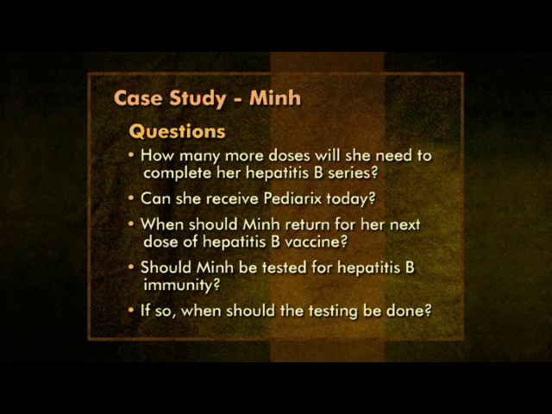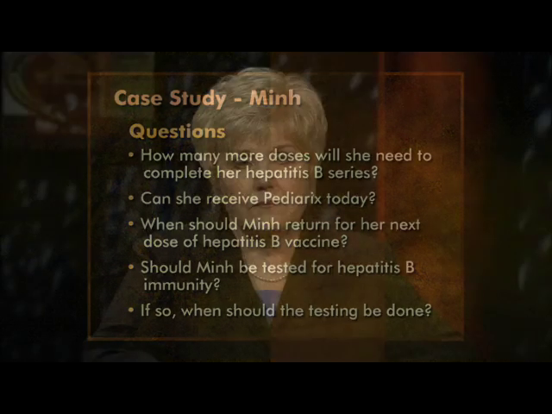Here are questions about Min. After today's visit, how many more doses will Min need to complete her hepatitis B series? Your office stocks Pediarix, the DTaP-IPV hepatitis B combination vaccine. Can Min receive Pediarix today? When should Min return for her next dose of hepatitis B vaccine? Should Min be tested for hepatitis B immunity? And if so, when should the testing be done? If you are viewing this program with a group, we suggest you pause the program now and discuss it among yourselves. We will return in a moment to discuss it with you.